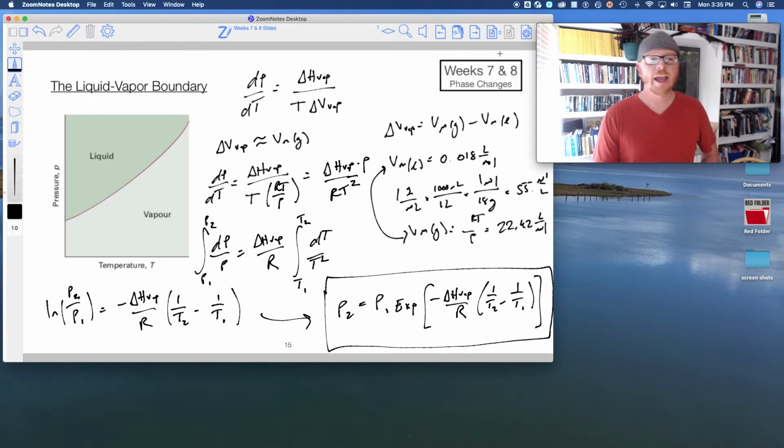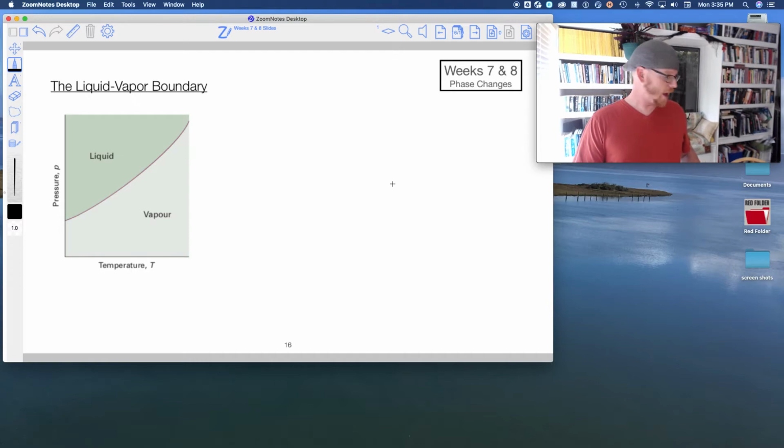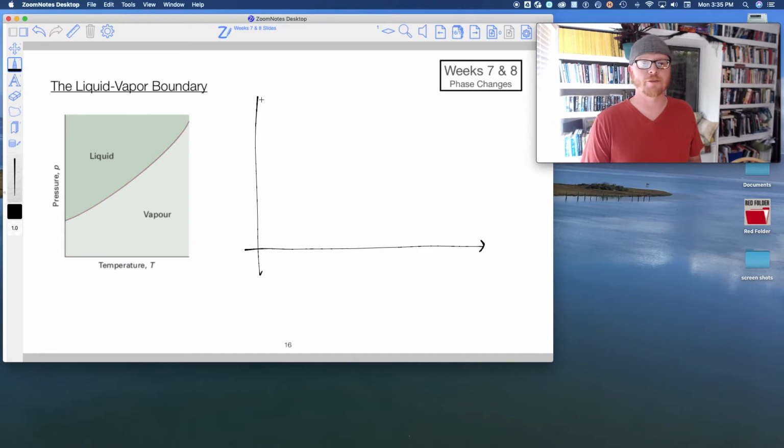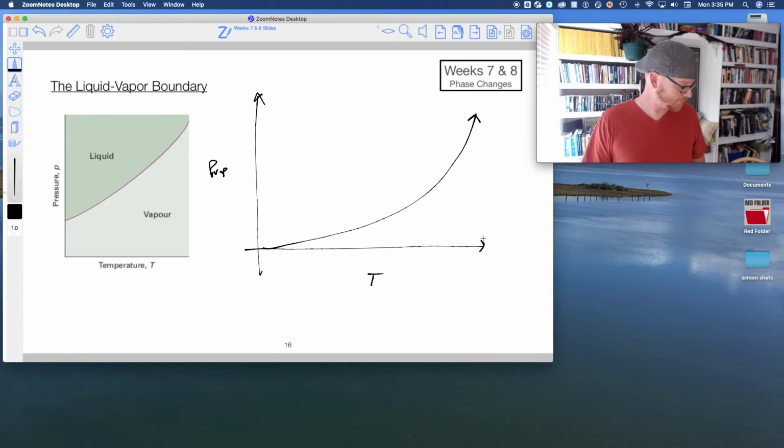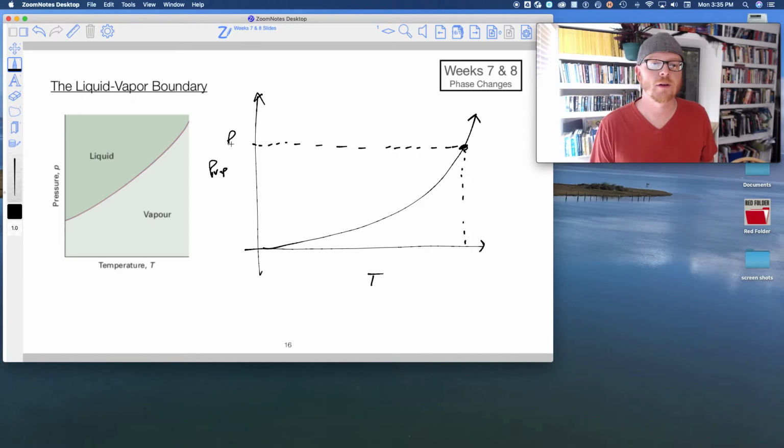Okay. And so just a few more notes on the liquid vapor boundary. If I look at this P, which technically, if I'm just looking at the vapor, this gives me the vapor pressures at any given temperature. And there's a special condition when the vapor pressure is equal to atmospheric pressure, right? We call that boiling.